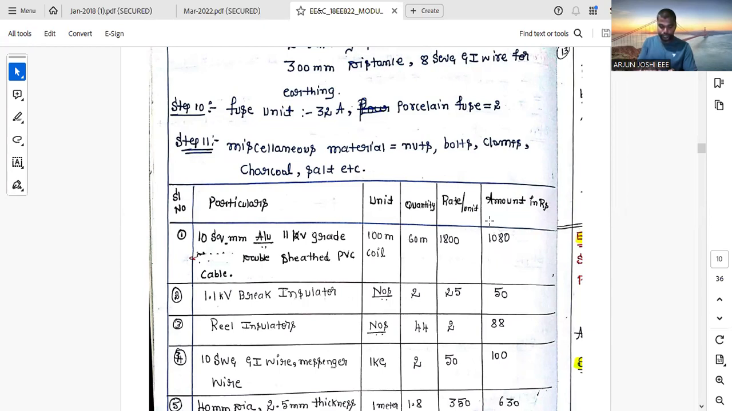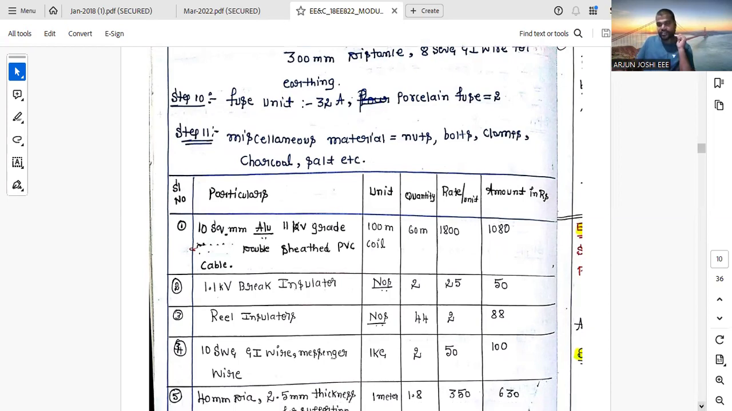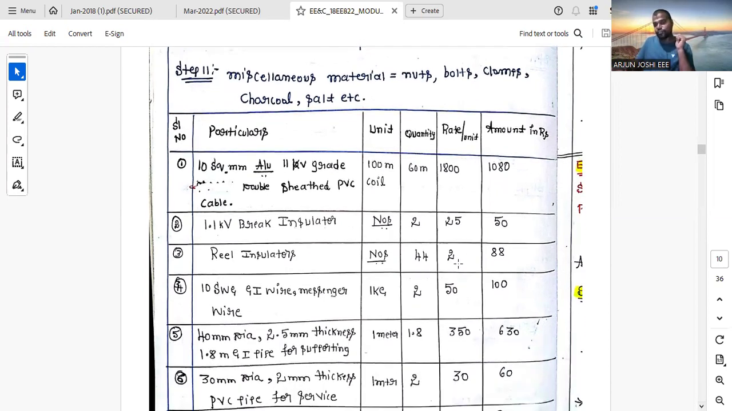60 into 1800 divided by 100. Cross multiplication: for 100 meter it is 1800, so what is the amount for 60 meter? So 60 into 1800 divided by 100, we are going to get 1080. 1.1 kV brake insulators: how many do I need? Unit is numbers, 2 needed, 25 rupees each, 25 into 2 is 50. Reel insulators: how many do I need? The unit is numbers. We already calculated 44, at 2 rupees per unit, so 44 into 2 is 88.